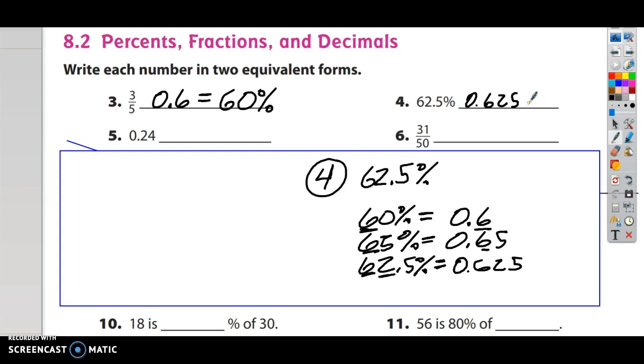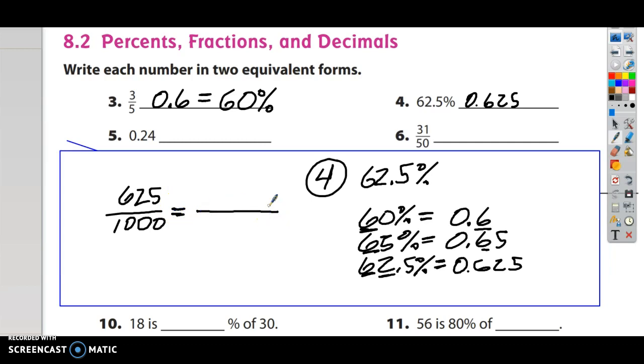And 0.625, that's 625 out of 1,000, because it's 625 in the thousandths place. Now that's the fraction, but they want us to simplify it. Now this isn't as hard as you think. If we could divide these by, I don't know, 25.